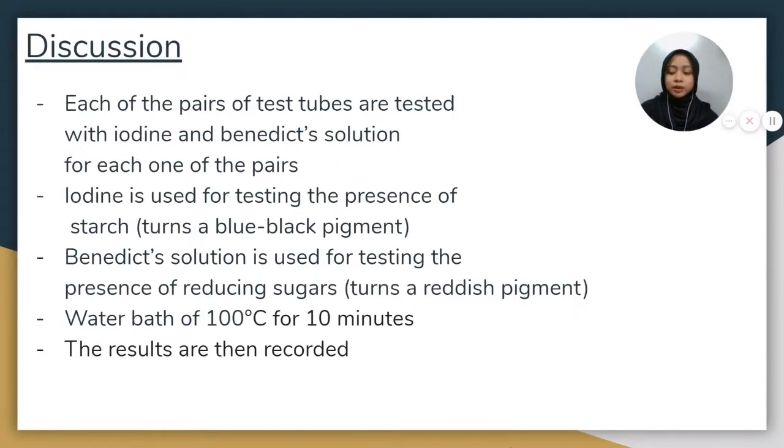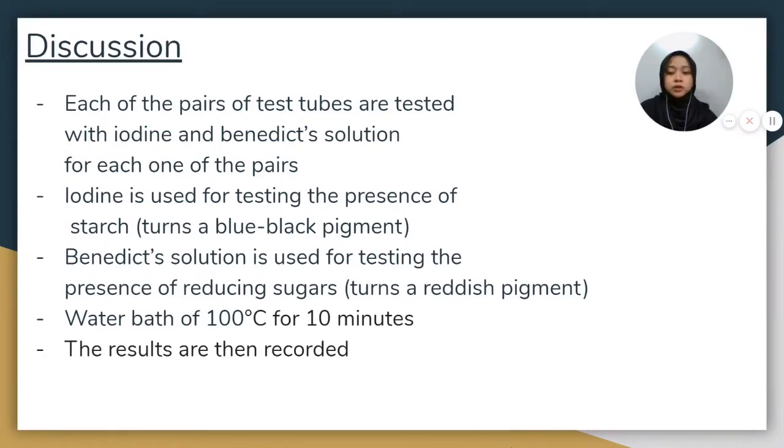So let me present about the discussion part of this experiment. Each of the pairs of test tubes are tested with iodine and Benedict solution for each one of the pairs. Iodine is used for testing the presence of starch, which turns into a blue-black pigment when starch is present.